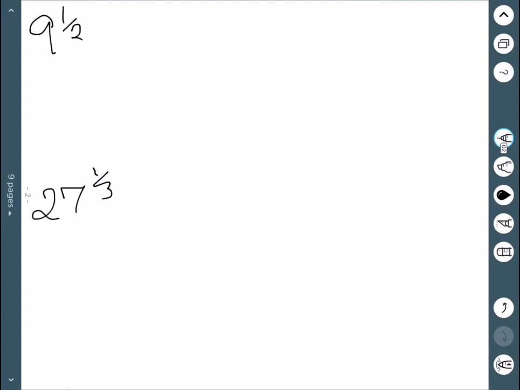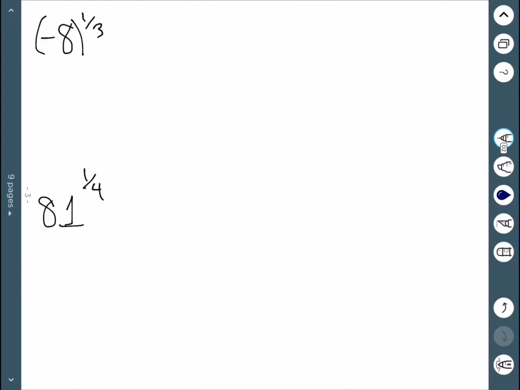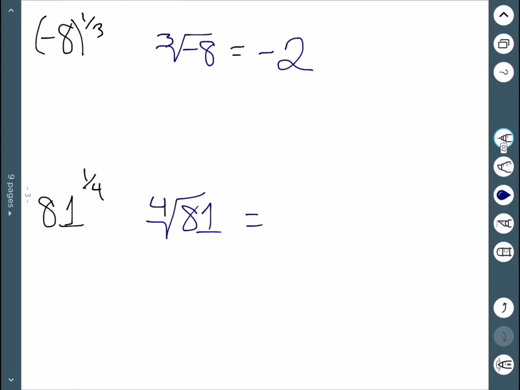Some examples. 9 to the 1/2 power would be the same thing as taking the square root of 9, which is 3. 27 to the 1/3 power would be the same thing as the cube root of 27, which is also 3. -8 to the 1/3 is the cube root of -8, which is -2. 81 to the 1/4 is the fourth root of 81, which is 3.